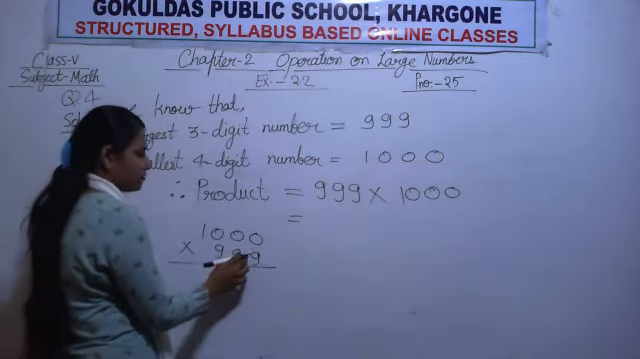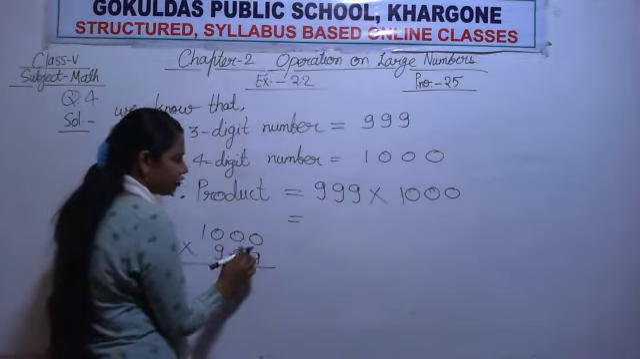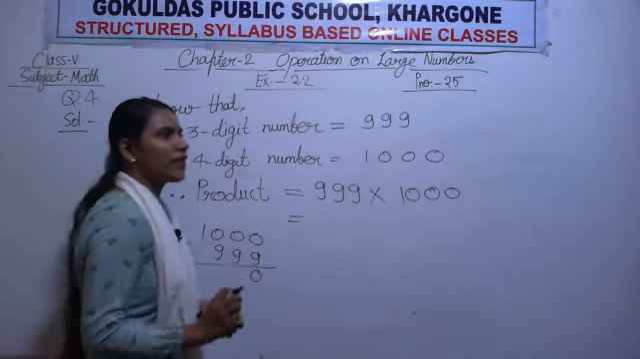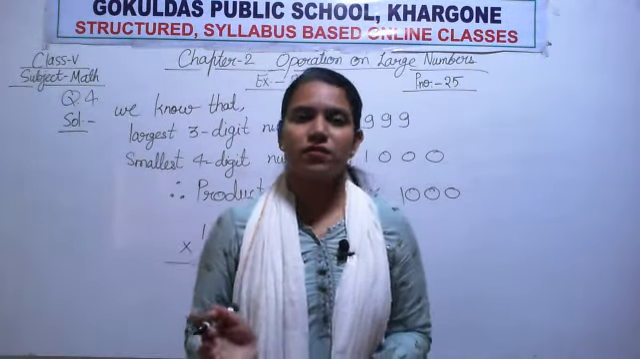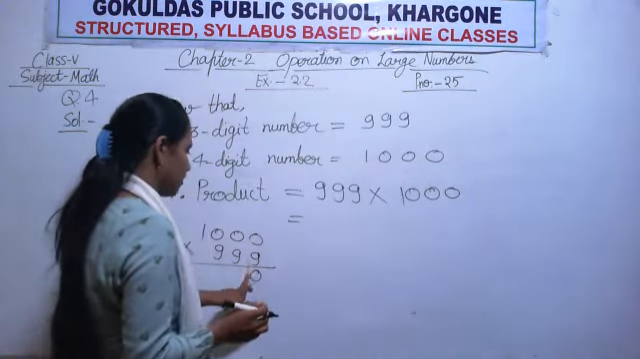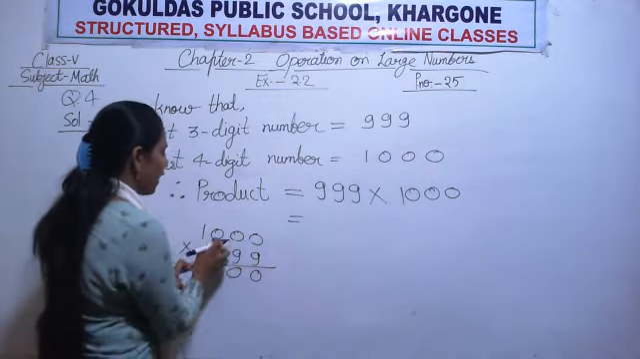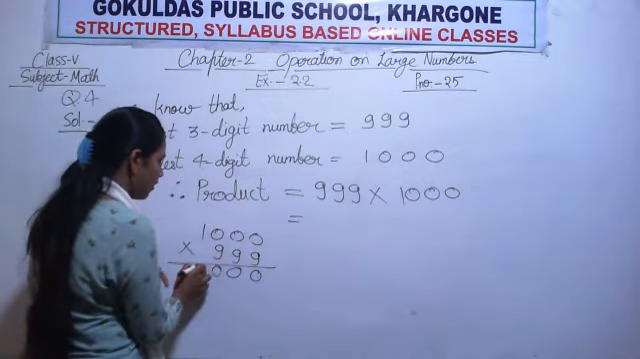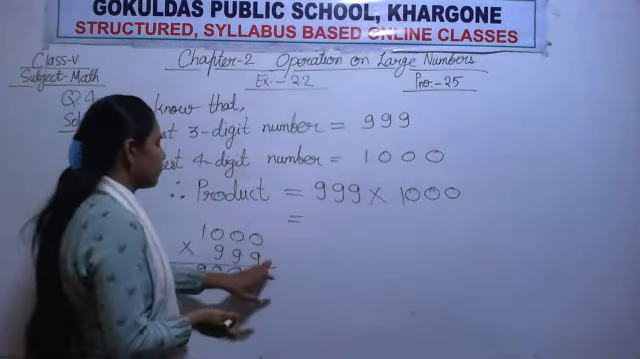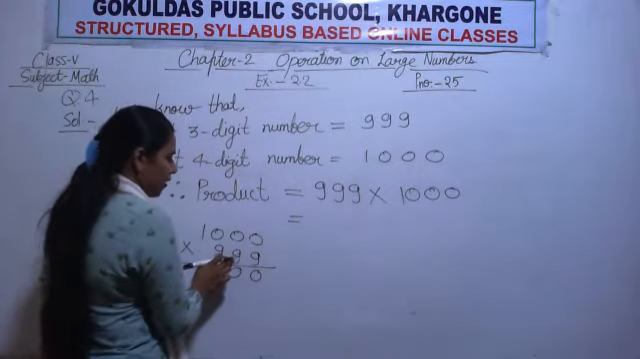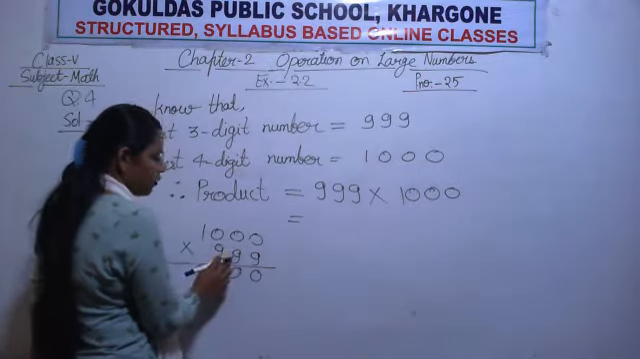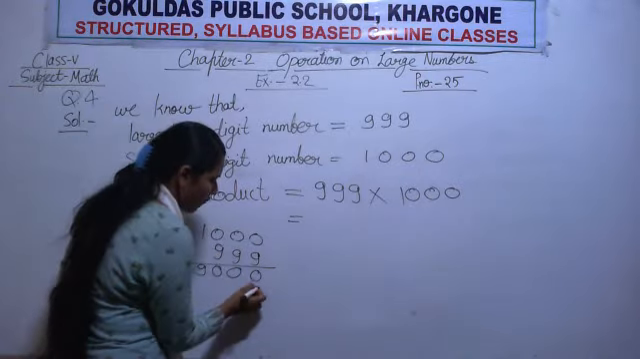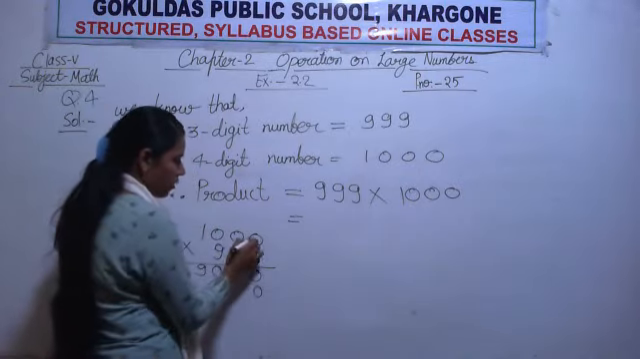Now start multiplying. 0 into 9 is 0. You know that any number multiplied with 0, the answer will be 0. So 9 into 0 is 0, 9 into 0 is 0, 9 into 0 is 0, 9 ones are 9. Now you will multiply the multiplicand with this 9. The position of this 9 is tens, so you have to put 0 in the ones column.